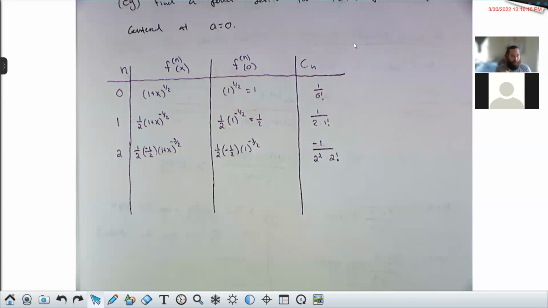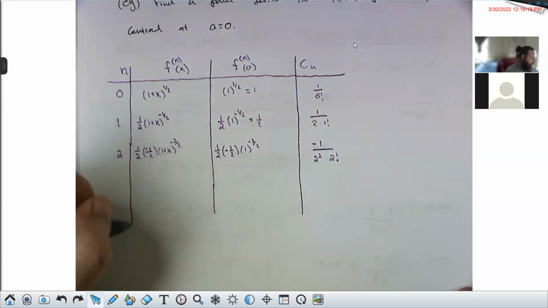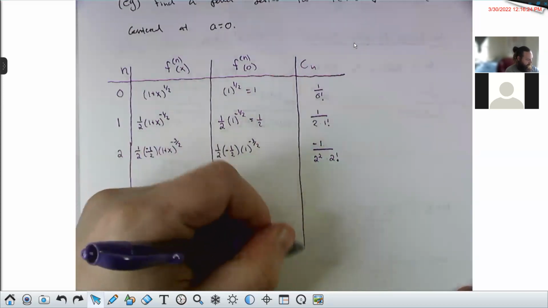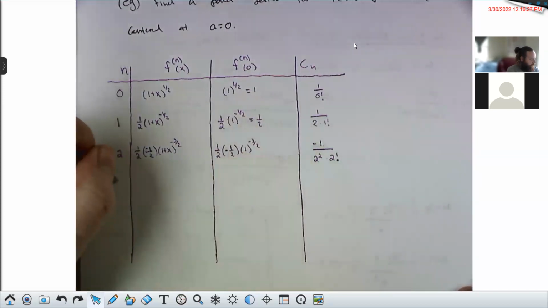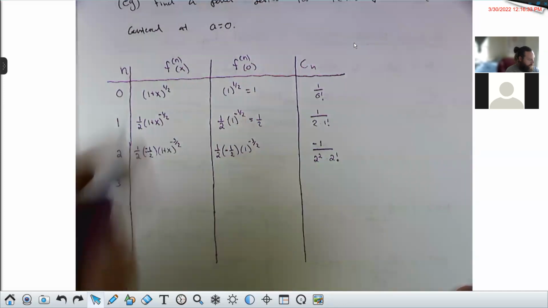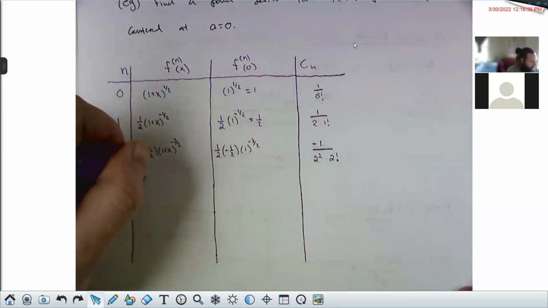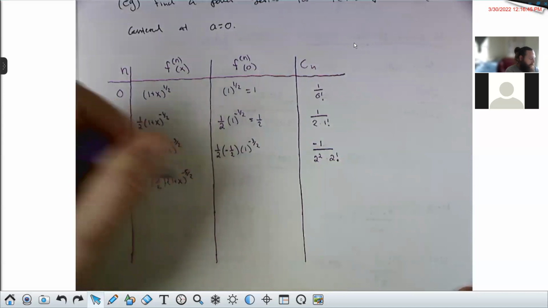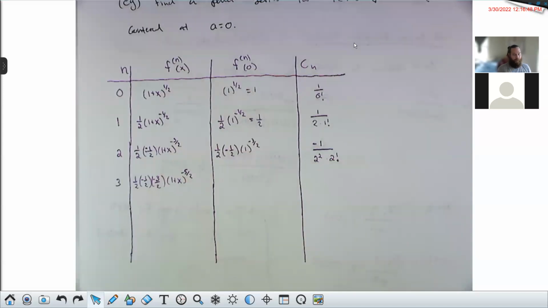Unfortunately, the pattern gets a little more complicated after this. Some more space because we're going to need it. If I differentiate again, I'll have 1/2 times negative 1/2, bring the power down, times negative 3/2, times 1 plus x to the negative 5/2. And when you evaluate all of this at x equals 0, this piece becomes 1, and you get 1/2 times negative 1/2 times negative 3/2.